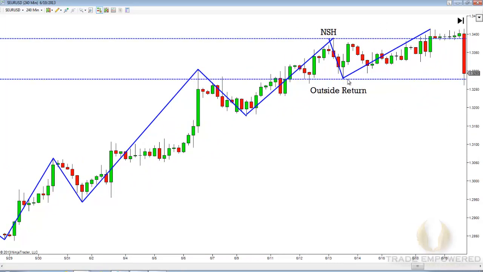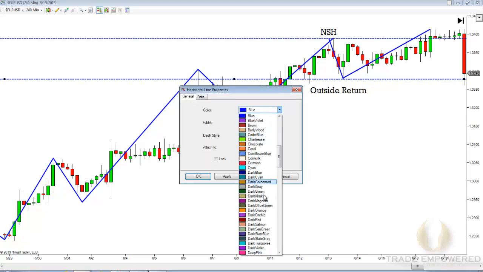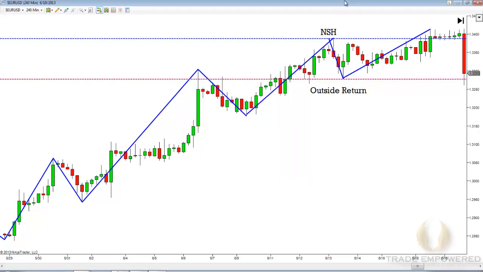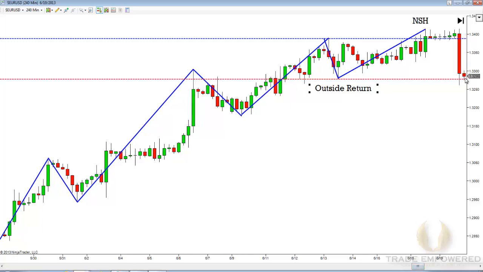So if I draw a red line down here, you can see that after we get our new structure high up here, we get a big red candle down. Now this candle spikes and gets below our previous outside return, but remember, it has to create a lower low and a lower close for us to consider this a break in structure. So we're still in a bullish trend at this moment when we see this red candle. And if we click forward one candle ahead, we're still in a bullish trend. Our outside return is still valid.